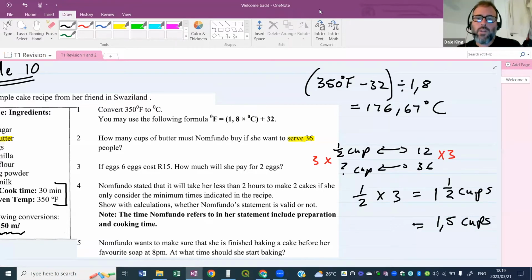Okay. All right, let's have a look at number 3. If eggs, oh, it's written a bit wrong here. If 6, I'll cross that word out. If 6 eggs cost 15 Rand, how much will she pay for 2? Right, you guys can do that. That's pretty easy. If 6 eggs cost 15, how much will she pay for 2?